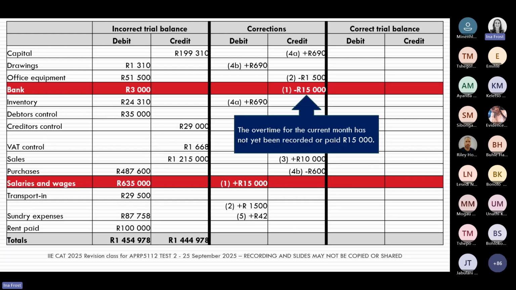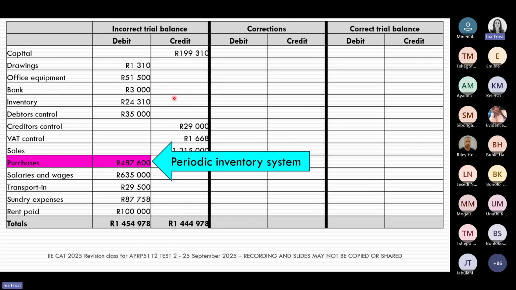what we are looking for. So as you can see then, we've now expanded our page here. So we still have our incorrect trial balance numbers. If we give you a workbook in the test or in the exam, this is what your workbook page will look like. We will give you the incorrect trial balance. Then we will give you spaces here to make your corrections. And then lastly, we will give you space to now prepare your correct trial balance.